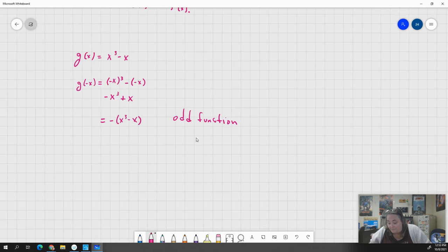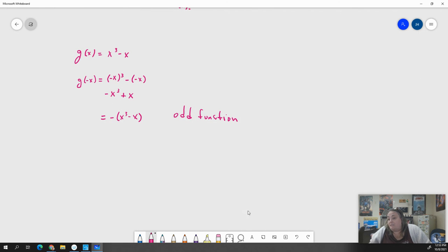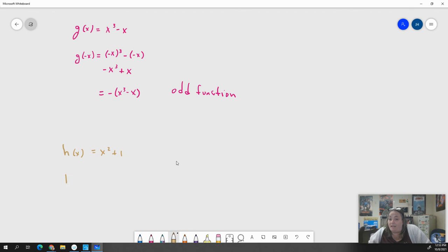What if we have, let's look at a different color. What color should I go? I'm going to go gold, and I'm going to use h of x. If I have h of x equals x squared plus 1, I'm going to do the same thing. I'm going to find what h of negative x is. It means I'm going to plug in negative x for all of my x values.